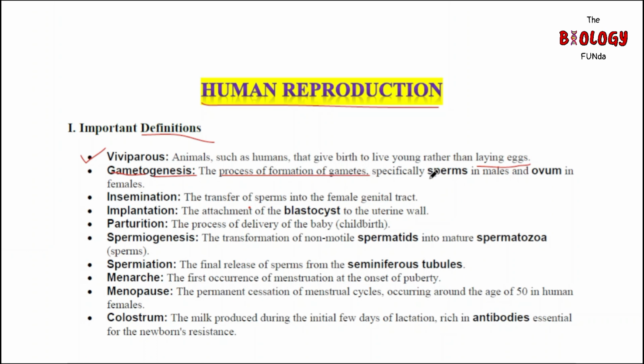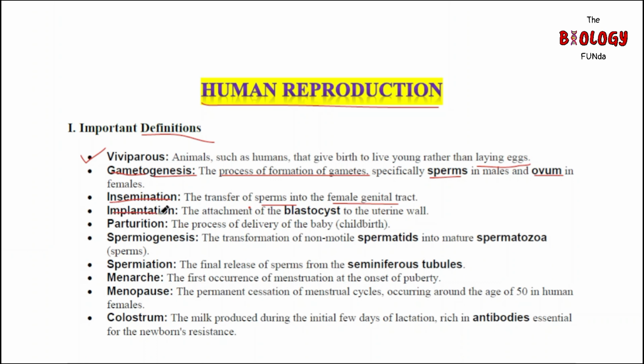Sperms are male gametes. Ovum or egg are female gametes. Insemination means transfer of sperm into the female genital tract.